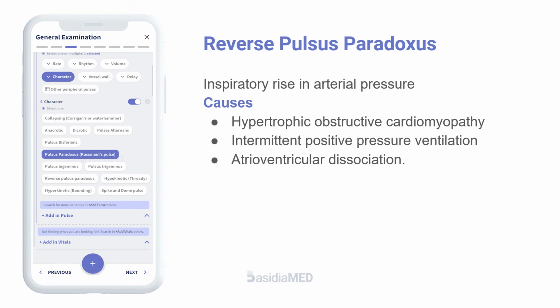Reverse pulsus paradoxus is an inspiratory rise in arterial pressure. Causes include hypertrophic obstructive cardiomyopathy, intermittent positive pressure ventilation, and atrioventricular dissociation.